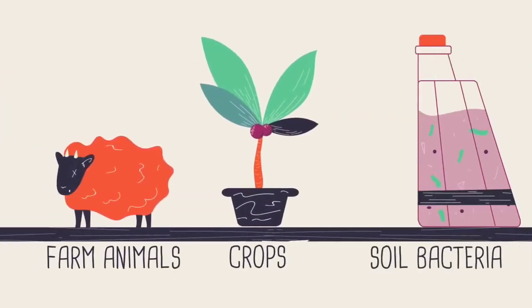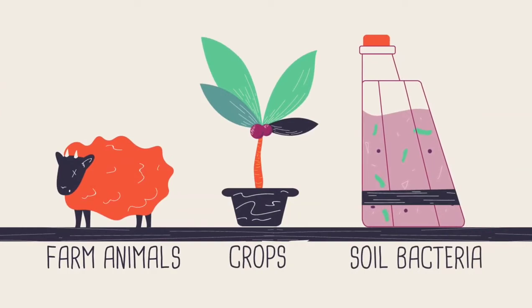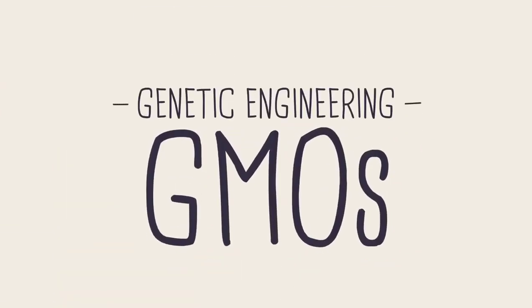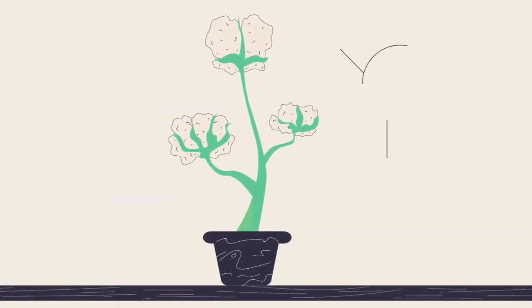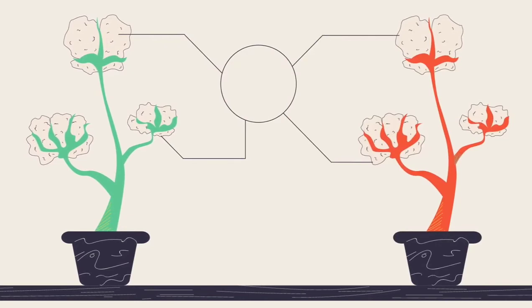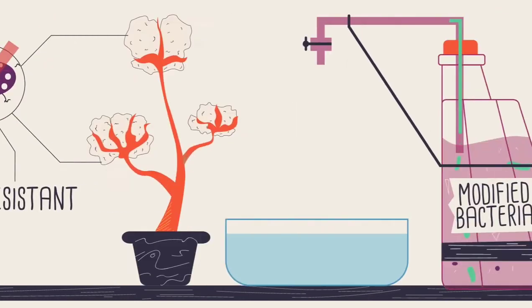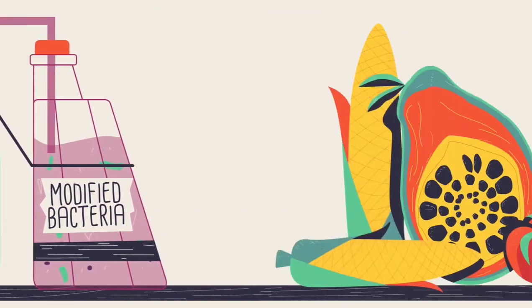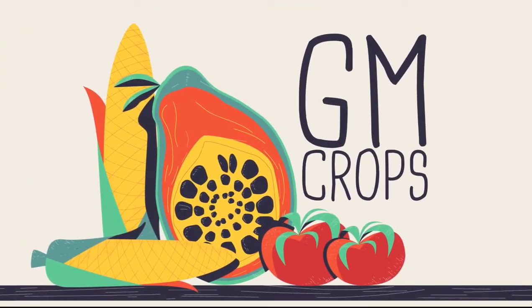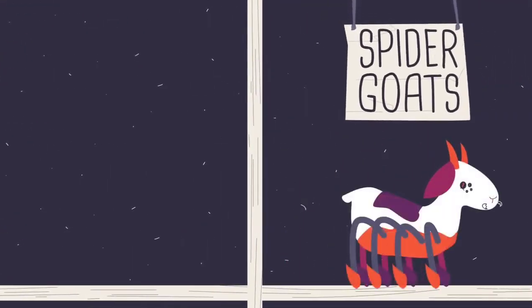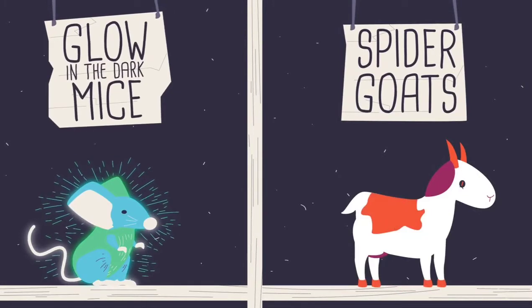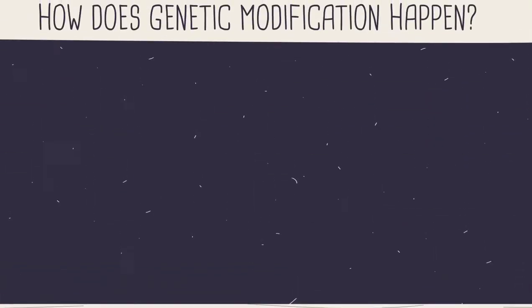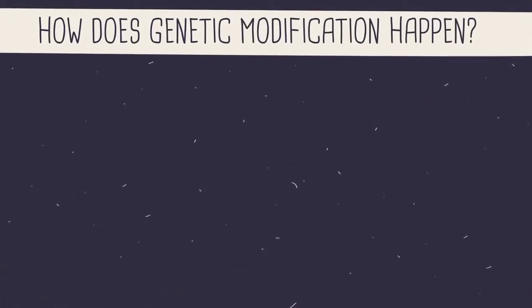Crops, farm animals, and soil bacteria are three of the most common uses of genetic engineering to make GMOs. The cotton plant that grows the cotton for your t-shirt might have been genetically modified to be pest resistant, or the bacteria modified to produce life-saving medicines, as well as the better known GM crops that we eat. And then there's some wacky organisms like spider goats and glow-in-the-dark mice. Firstly, let's find out how genetic modification happens.